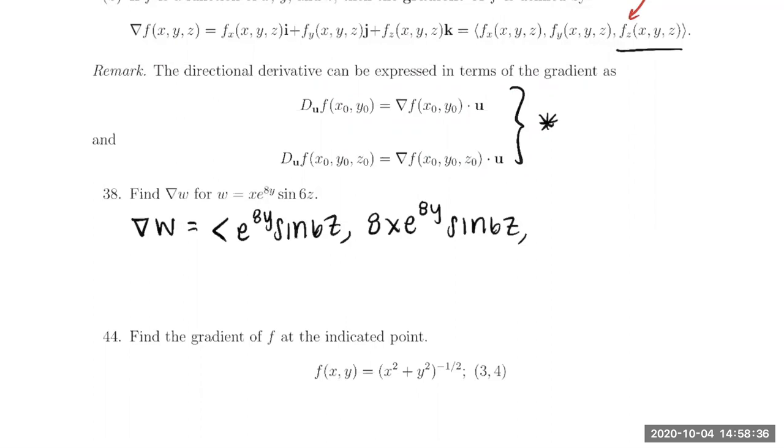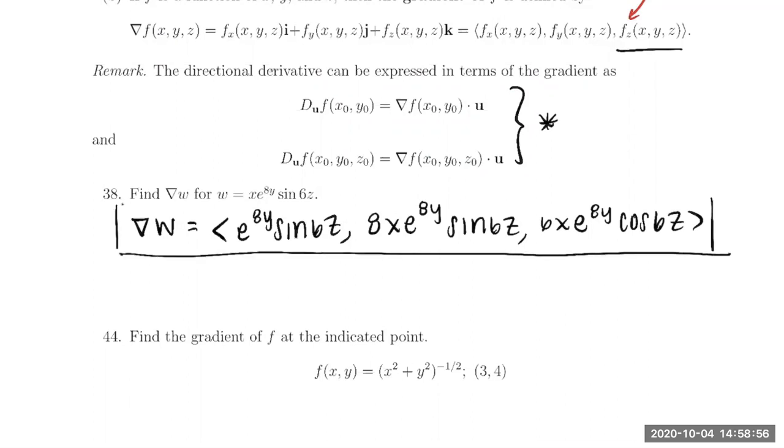And finally, the third component is the partial with respect to z. So the chain rule is going to kick a 6 out front. I get 6x e to the 8y cosine 6z. And this right here is my gradient. There's really no further work to show. It's just calculating those partial derivatives of each coordinate.